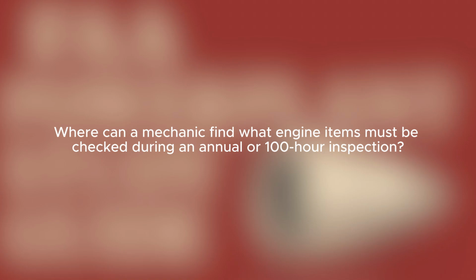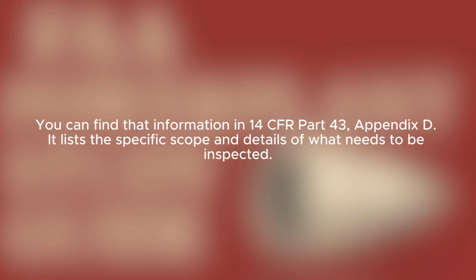Where can a mechanic find what engine items must be checked during an annual or 100-hour inspection? You can find that information in 14 CFR Part 43, Appendix D. It lists the specific scope and details of what needs to be inspected.